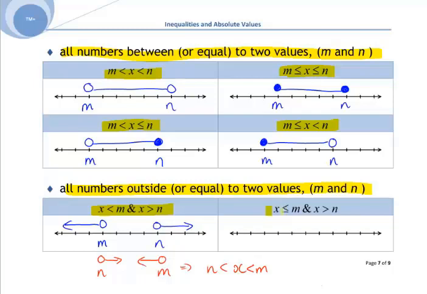For the next one, x is less than or equal to m, or x is greater than n. So for my values on my number line, m and n, x is less than or equal to m, so it's coloured in. X is greater than n, so it's open.